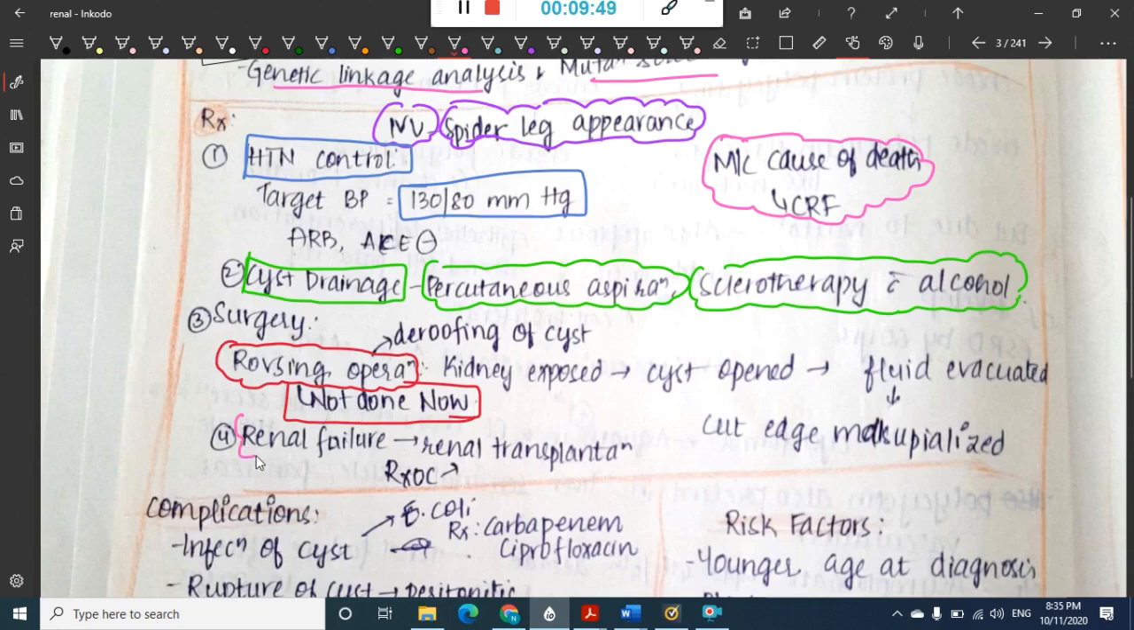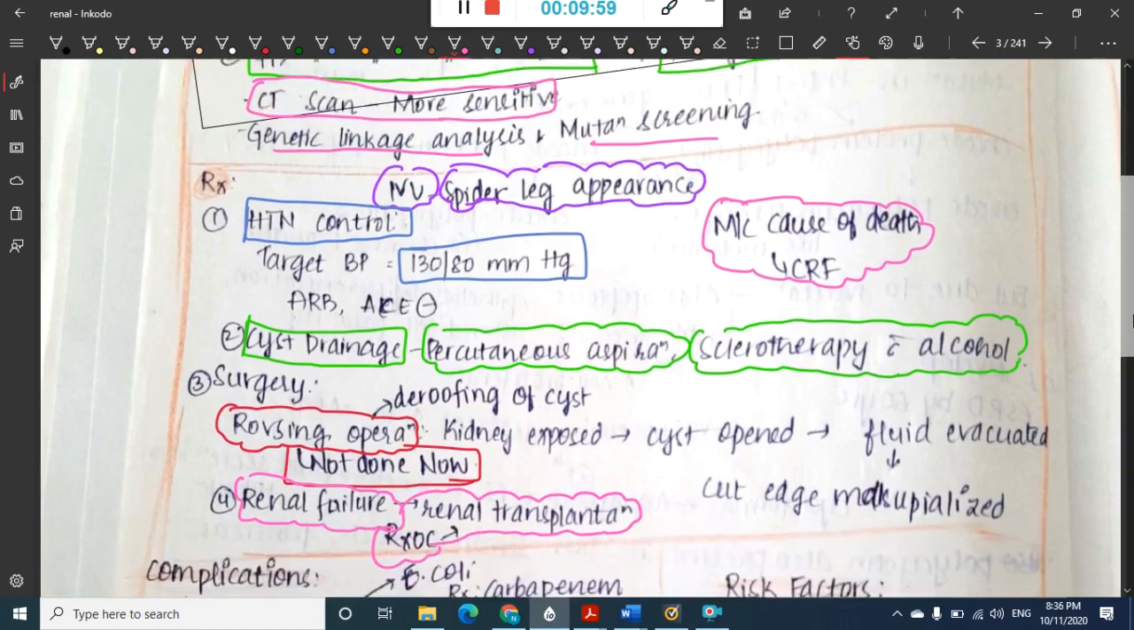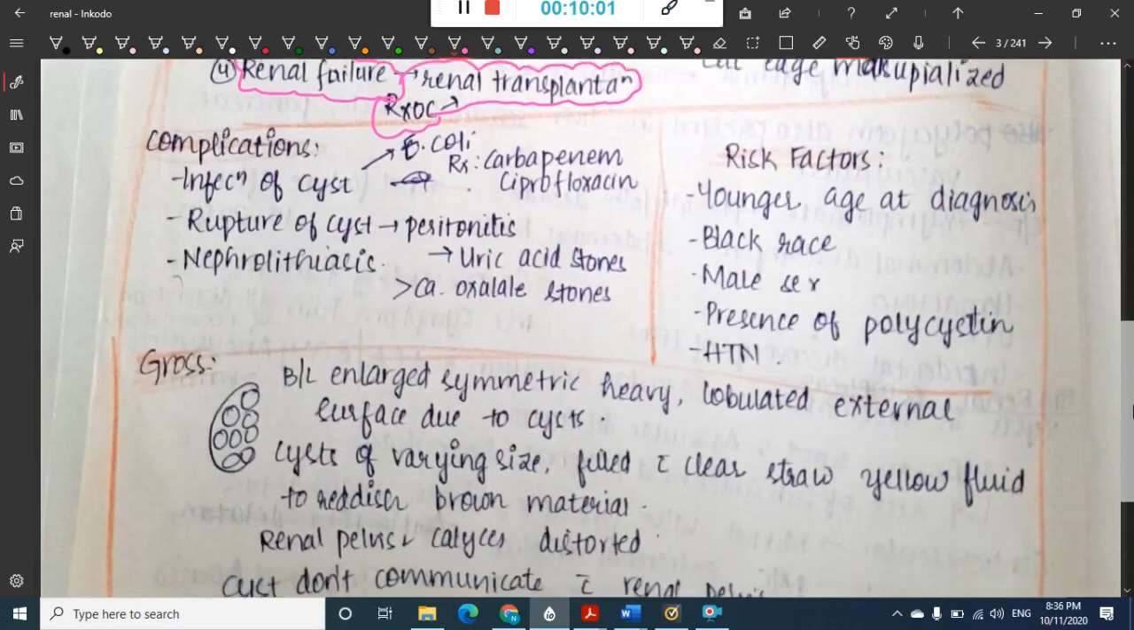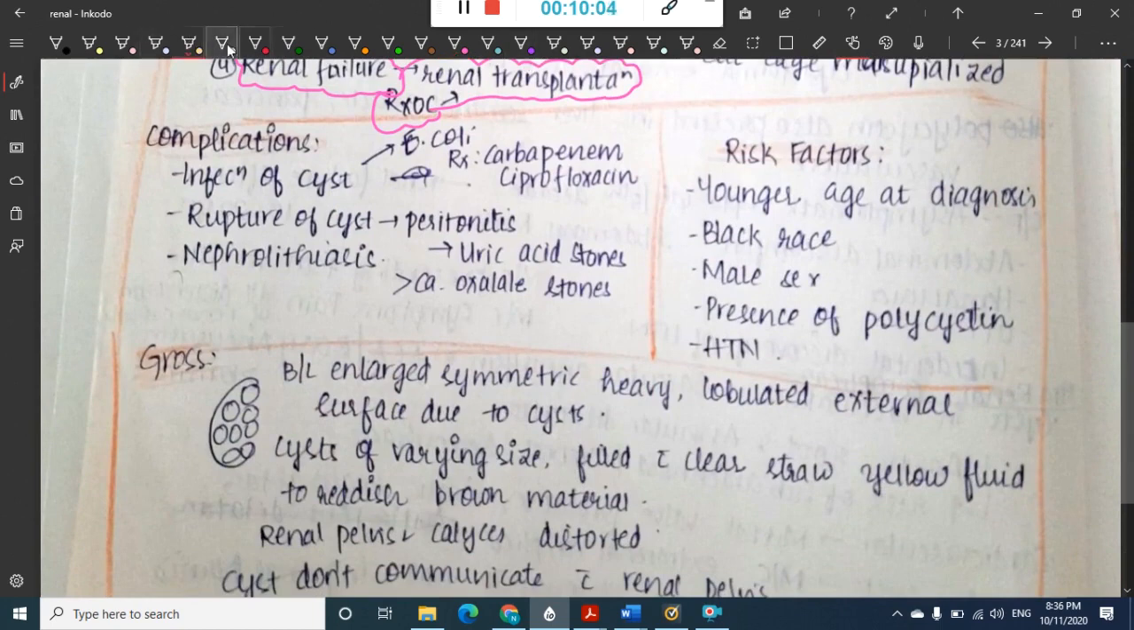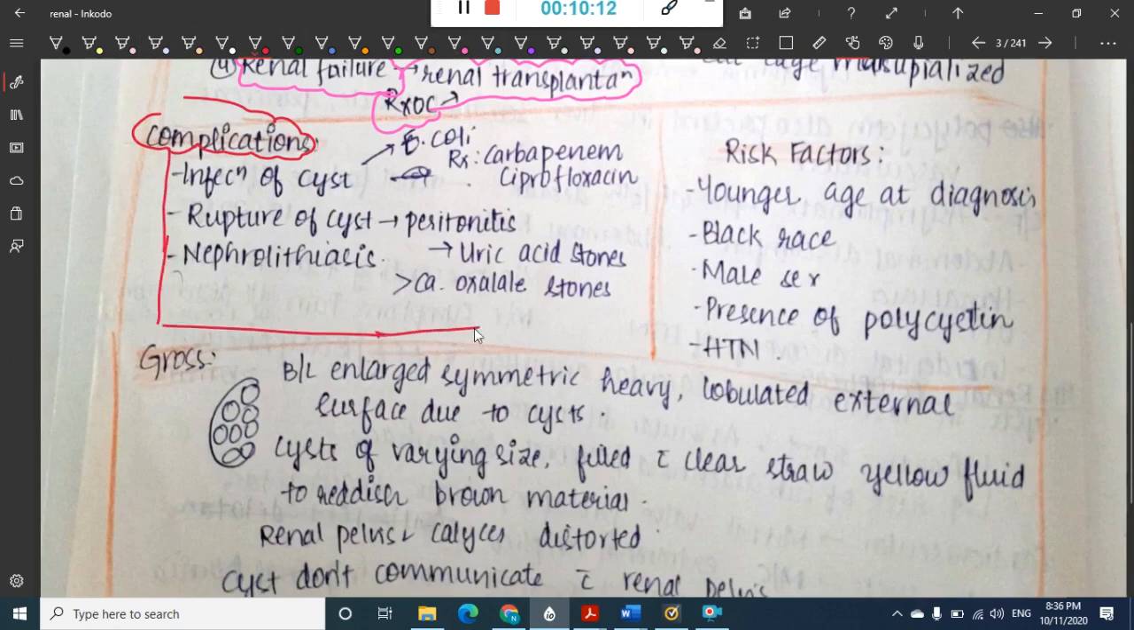So whenever the patient is in chronic renal failure, what is the treatment of choice? Treatment of choice of any person in chronic renal failure is renal transplantation. Okay, so this is about the treatment. Now once you have learned about the treatment, what are the complications that can occur? The main complication is infection of the cyst. The most common organism causing infection of the cyst is E. coli. So whenever there is infection, you will have to treat with carbapenems or ciprofloxacin.